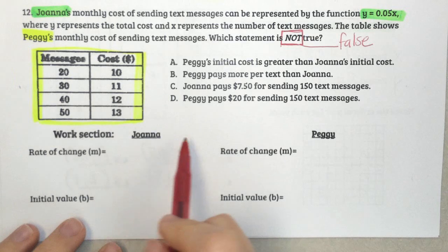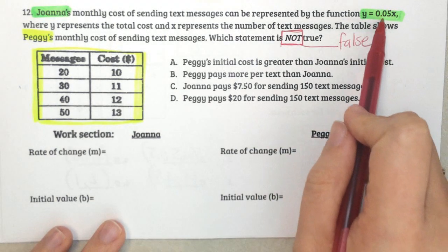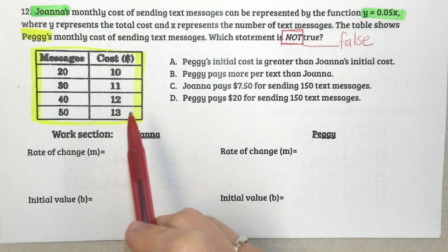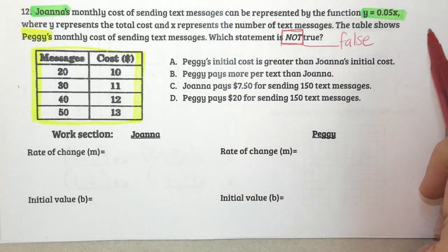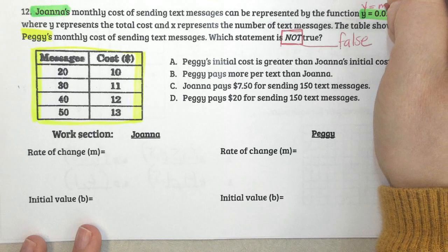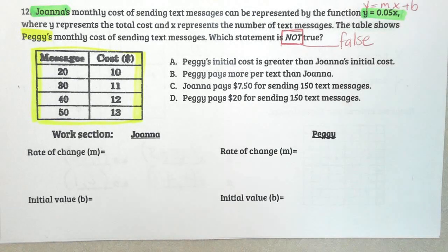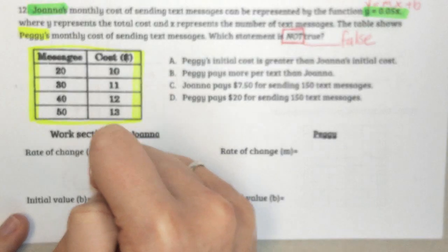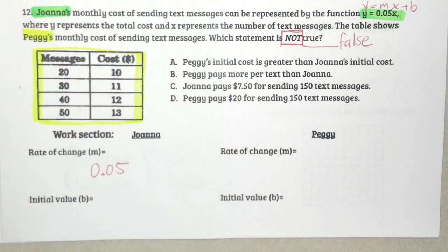So at this point, Joanna's is the easiest to do because we need our M and our B, and we have an equation. We know that equations go in y equals mx plus b form. So what is my rate of change for Joanna? Braden, what's my rate of change? 0.05. Okay, but Braden, we always put labels for a rate of change.